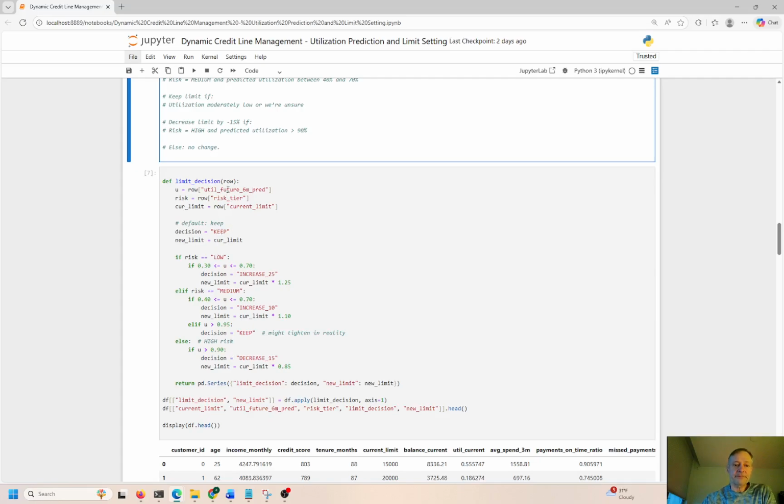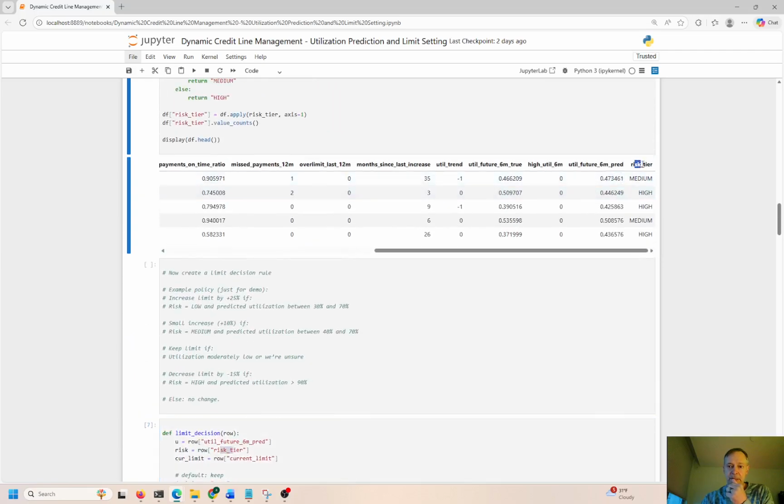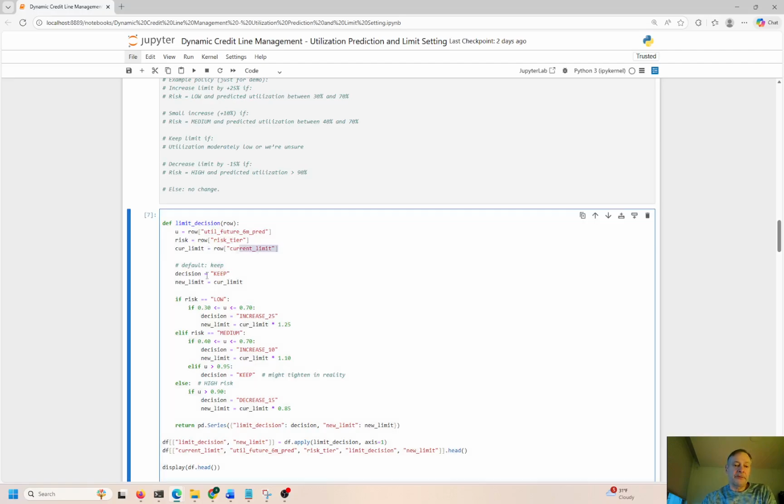We have a total future 6-month prediction. The risk tier comes from right here: high, medium, low. We're looking at the riskiness, and the current limit comes from here. So the decision is to keep the credit limit as a default unless this person has proven to be a low risk. Then we can increase the limit of credit access dynamically. If it's a high risk, then we are going to decrease the credit that the person has available.